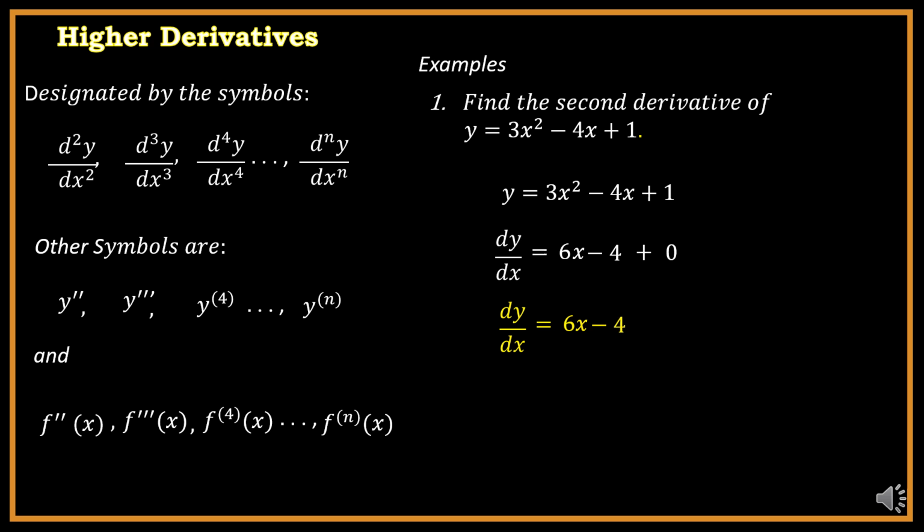And the second derivative is the derivative of this first derivative. So the second derivative is equal to the derivative of 6x, since 6 is a constant, multiplied by the derivative of x, which is 1, therefore the derivative is equal to 6, minus the derivative of 4, since that is a constant, equal to 0. Therefore, the second derivative is equal to 6.